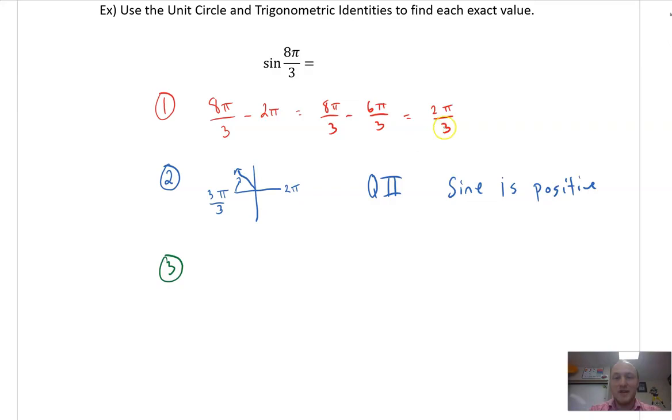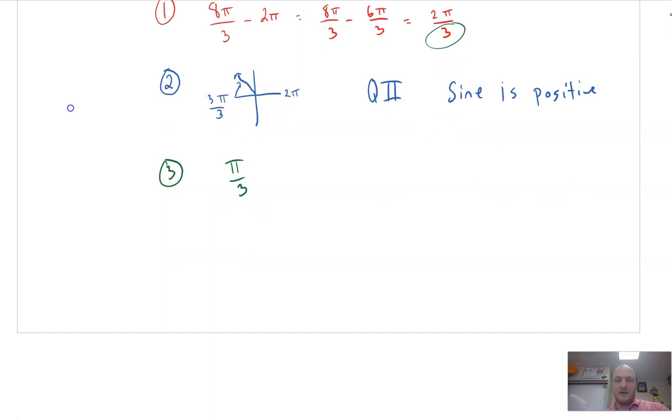And what I just say is look at the denominator. The denominator is a 3. So this is a pi third reference angle. I mean, I don't think it can be any easier than that. Step 4. Okay, so here we go. I need to calculate, okay, what is sine of 8 pi thirds? Well, it's going to be equal to sine of 2 pi thirds.